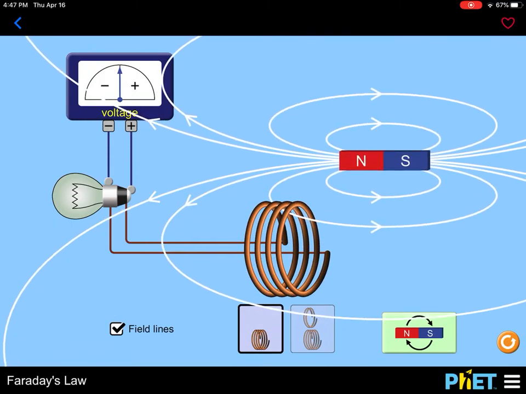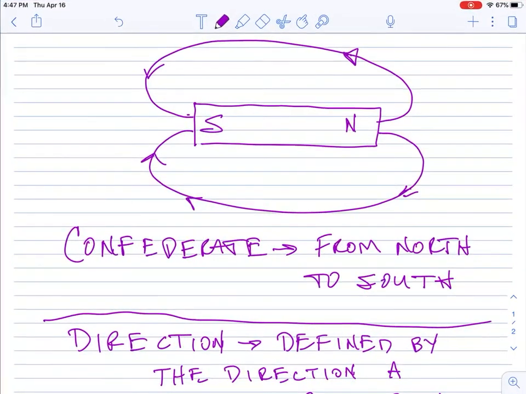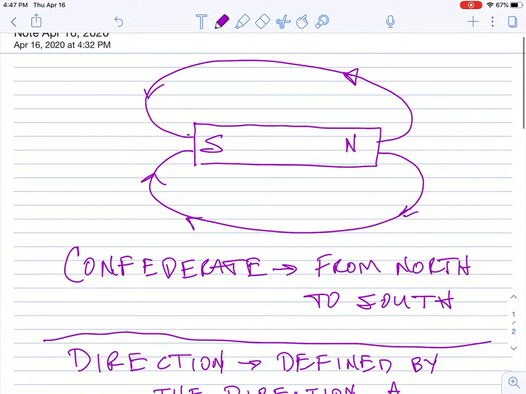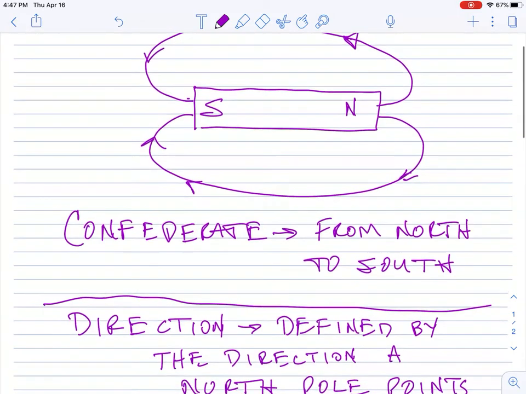There's your spoiler alert. For now, all I want you to get out of this is that the magnetic field lines start from the north and end up in the south. That's why I call it the Confederate designation. My drawing is much more crude. It isn't nearly that cool, but you get the idea. So here's this Confederate designation: you're going to go from the north to the south in terms of how you draw the magnetic field lines. I cannot emphasize this enough.